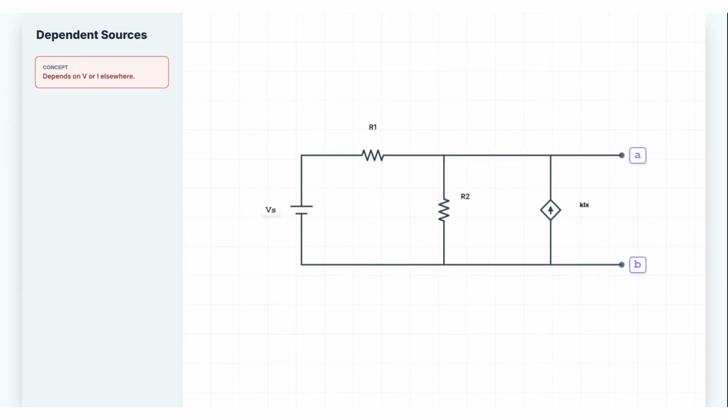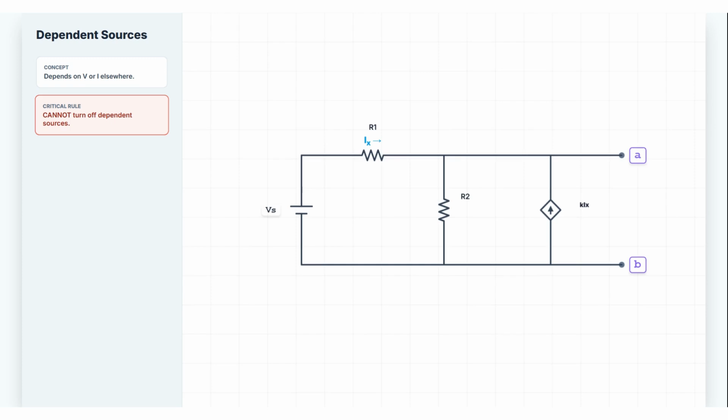Alright, let's tackle the advanced topic that separates beginners from masters: dependent sources. First, what is a dependent source? A dependent source is a voltage or current source whose value depends on a voltage or current elsewhere in the circuit. For example, a current source that outputs 2 times Ix, where Ix is the current through some resistor. Here's the critical rule: you cannot turn off dependent sources when finding RThevenin. Why? Because if you remove the dependent source, you break the dependency and the circuit behavior changes completely.